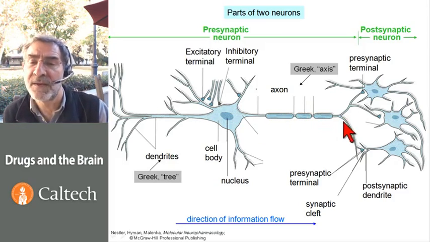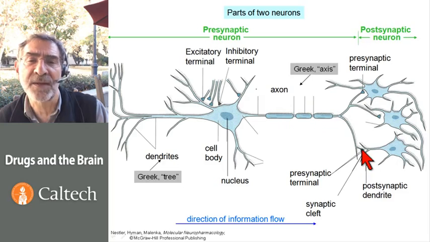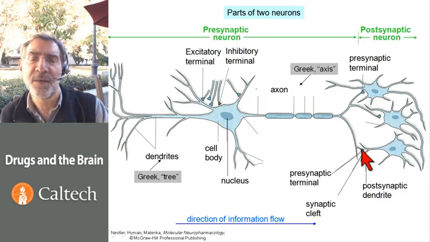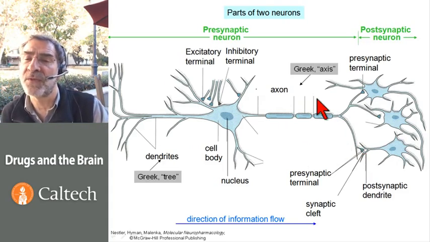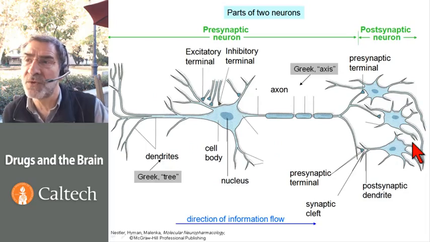We have the presynaptic and postsynaptic parts of the synapse. We'll look at that in greater detail on the next slide. This is a way of getting familiar with the neurons and with the very simple 2-neuron circuit.